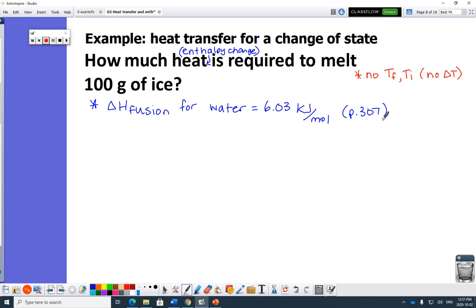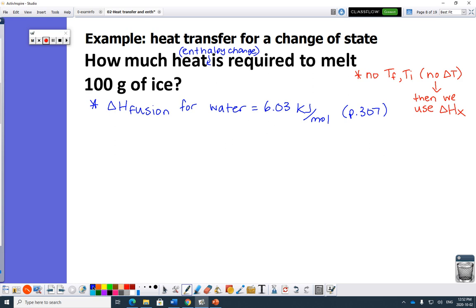So a few ways to think of this. You can think of it like no delta T. You can think of it like this is a change of state, which means I'm going to use fusion or vaporization. Or once there is no delta T, then you're going to use the molar enthalpy, whatever works for you. And again, unfortunately, instead of just calling it delta H for melting, they call it delta H fusion. And it's on page 307, right in the book, okay?